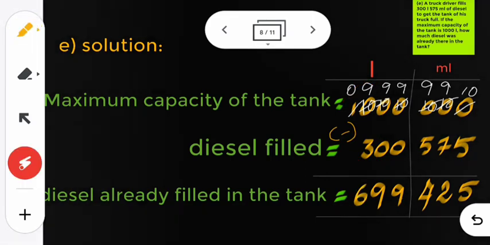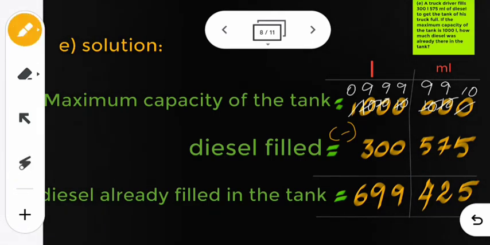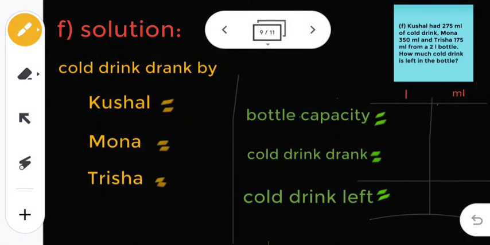So the oil, how much was there already? It means 699 liter 425 milliliter. Okay, 699 liter 425 milliliter. Last you can take and write the answer. Now next sum.